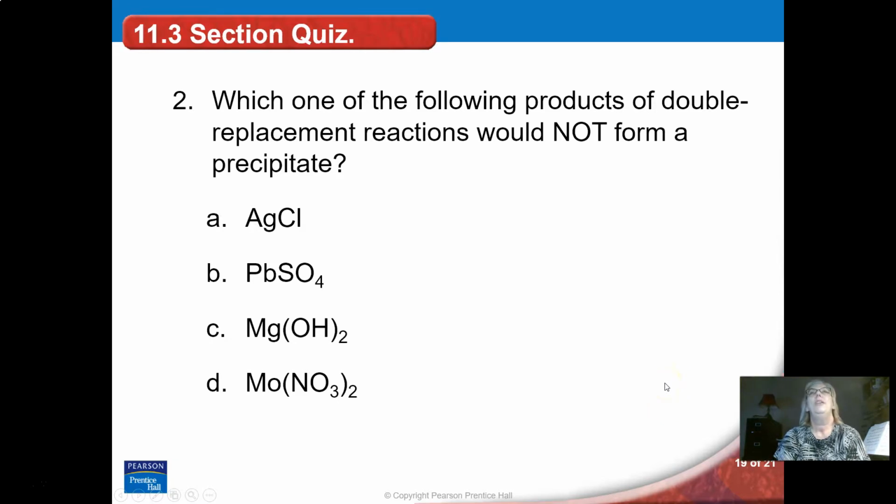Which would not form a precipitate? So this is your solubility rule. So pause, look back at the solubility rules, and then I'll tell you the answer. So this one, molybdenum nitrate, would not form a precipitate because nitrates are soluble. That's from those rules that we have back there.